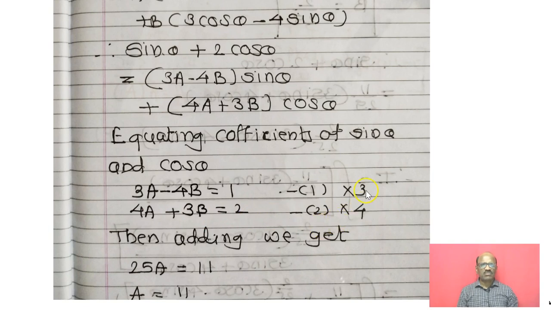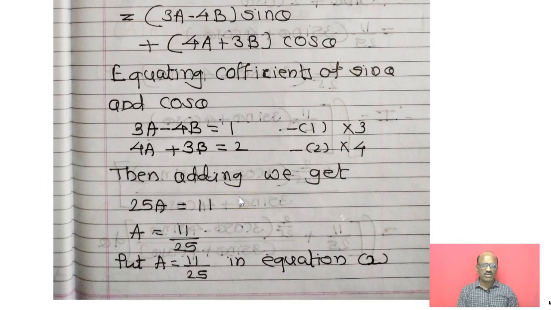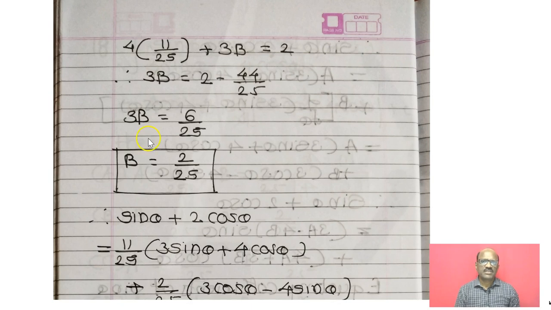Multiply equation number 1 by 3 and equation 2 by 4, and adding these two equations, you will get the value of a equal to 11 upon 25. Now put this value in any one of these equations, say equation number 2, and you will get the value of b. After substitution, 4 in bracket 11 upon 25 plus 3b is equal to 2. That is, 3b is equal to 2 minus 44 upon 25. After simplification you will get 2 upon 25.